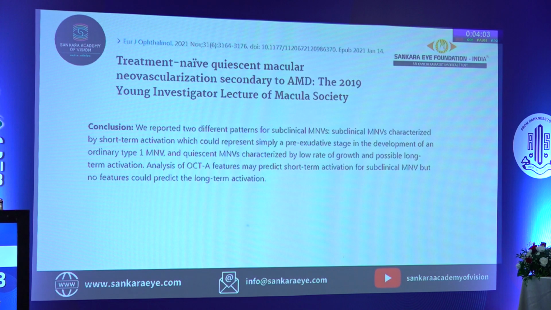They tried to look at the characteristics of the subclinical neovascularization, to see if any specific characteristics could predict conversion to clinical neovascularization in the follow-up period, but they could not find any. They also mentioned that treatment is not required for these subclinical CNVMs.